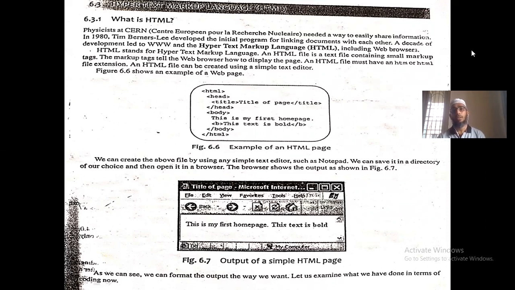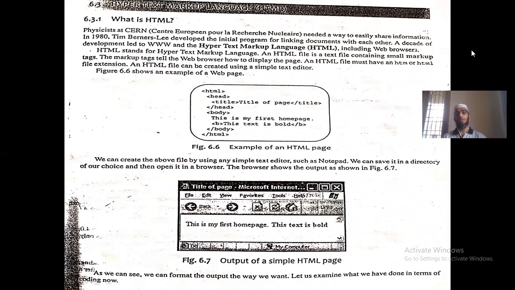So what actually is HTML? It is a text file containing small markup tags. These tags tell the browser how to display the page, how the web page should be displayed by the browser. This is stated by the HTML file, which is saved with an extension of .html or .htm.